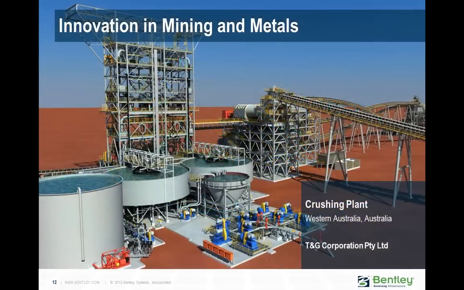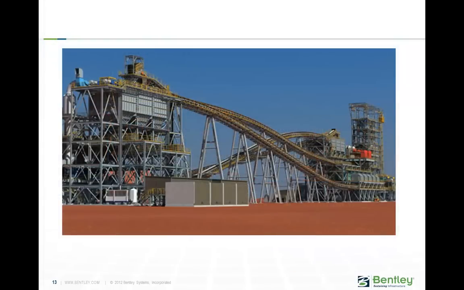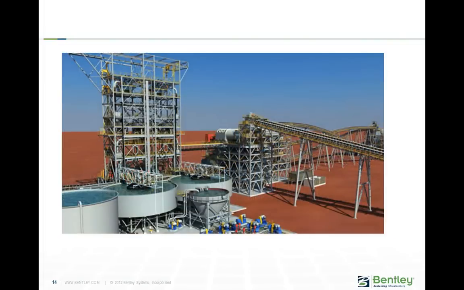The second project is a $630 million crushing plant in Western Australia. TNG performed engineering design for steel, concrete, mechanical, electrical, ducting, structural and civil works. TNG streamlined the workflow by directly linking a 3D model to 2D drawings for design, review, and production of 2D shop detail drawings for construction, which occurred concurrently.